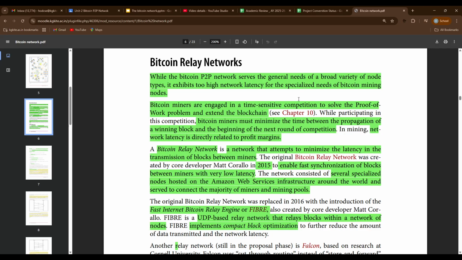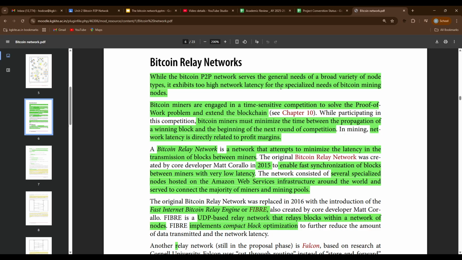There were different types of nodes. It could be a plain mining node, or an SPV node, or a full node, or just a routing node. That's it. So this Bitcoin P2P network serves the general needs of a broad variety of node types.